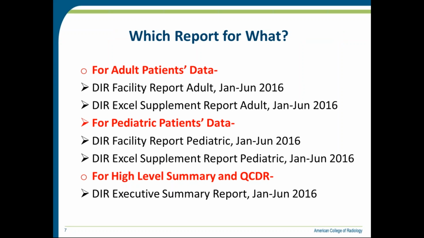When you go to your portal, you will see there are many reports, and each report has its own merit. So specific information is provided in specific reports. For adult patients, you should look at the DIR facility PDF report for adults and the DIR Excel supplemental report for adults. For pediatric patients, you should look at the pediatric PDF report and the pediatric Excel report. For a high-level executive summary, which also contains the QCDR preview report, you should look at the DIR executive summary report.